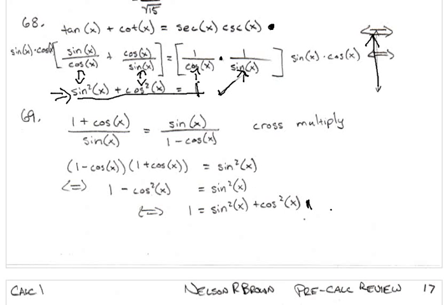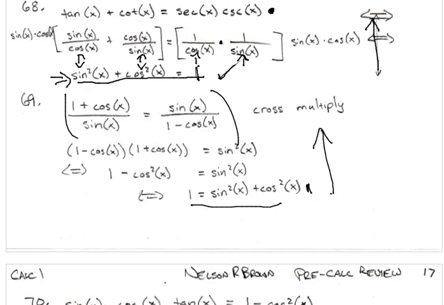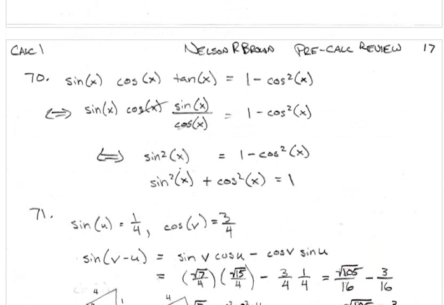Same reasoning as before, right? So we get sine squared of x plus cosine squared of x, or excuse me, equals 1, our trig identity from before. We could work our way backwards and still end up at the identity that we're trying to show. All right. Number 70.